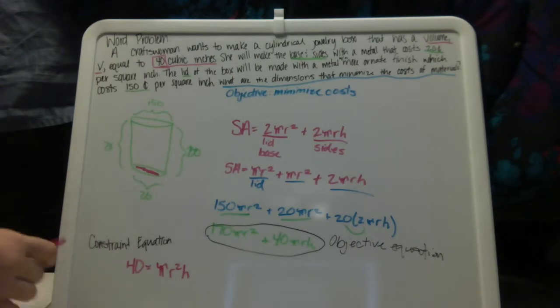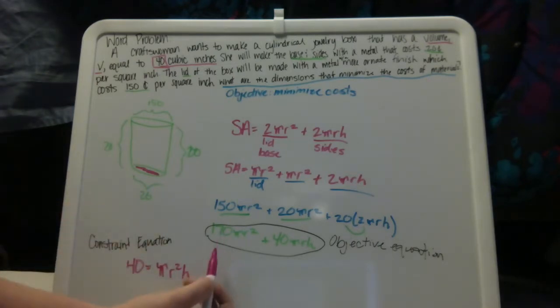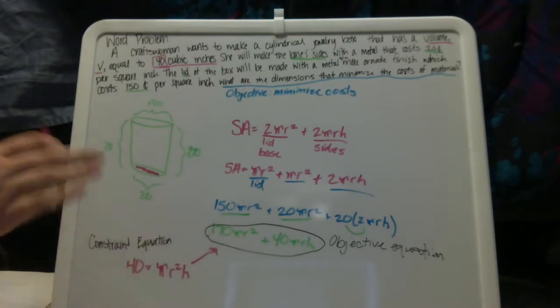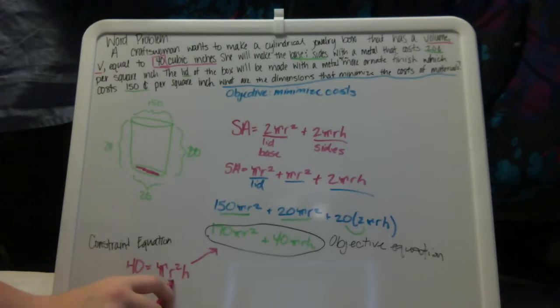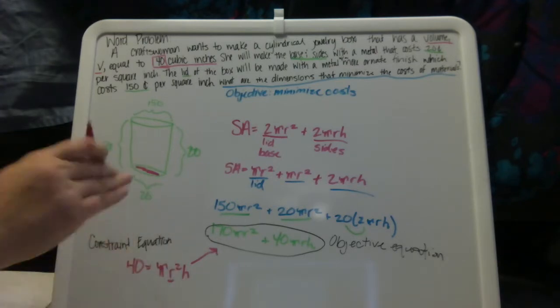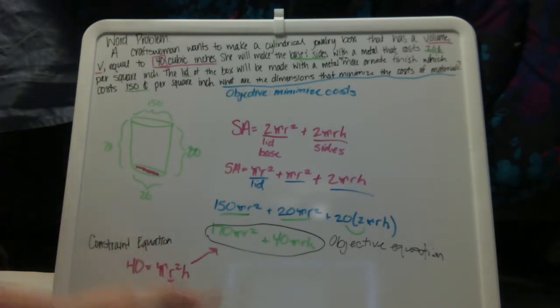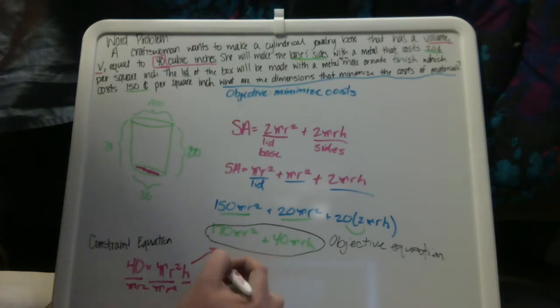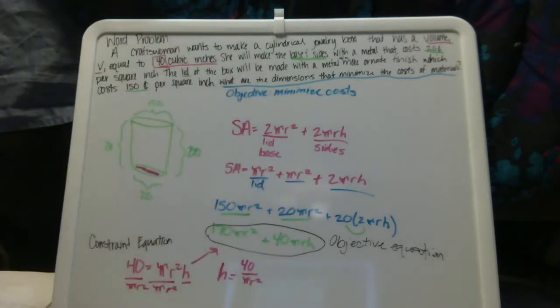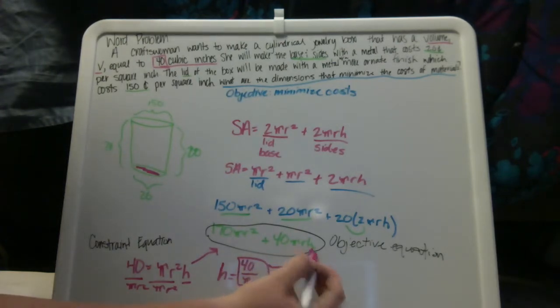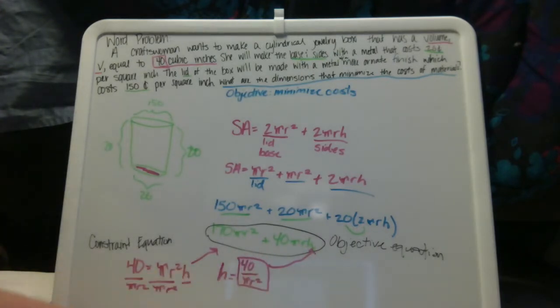So in constraint equations, we have to try to solve for a variable that we can put back in our objective equation. Normally, we don't want to solve for r here because it is squared, which means we'll have to take the square root, and we don't really want to do that. So in this case, we'll solve for h by dividing pi r squared on both sides, and end up getting h is equal to 40 over pi r squared. Okay, so with this, we can put this in for any h we see, and there's only one in this equation, and it's right there. So we'll plug that in to the objective equation.